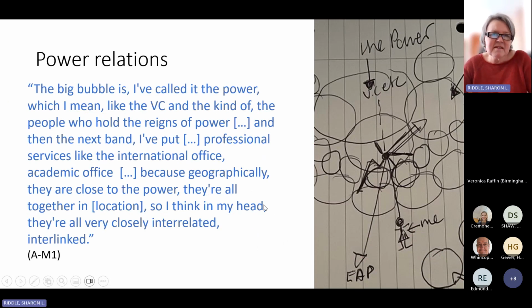Then we have power relations. So here we have a university where this is the power, which is called the power in the map, which is really useful. And the connection to the power gives the EAP unit, which is over here, different affordances. This might change during different times. So during COVID, this EAP might have got closer to the power because of different activities to do with putting some EAP online.